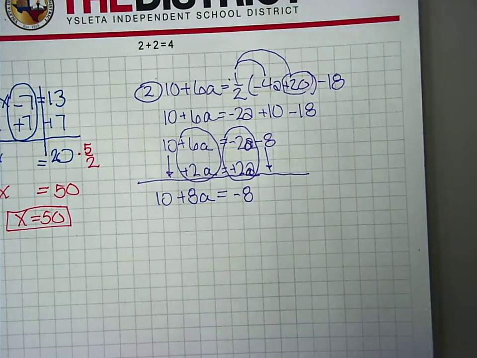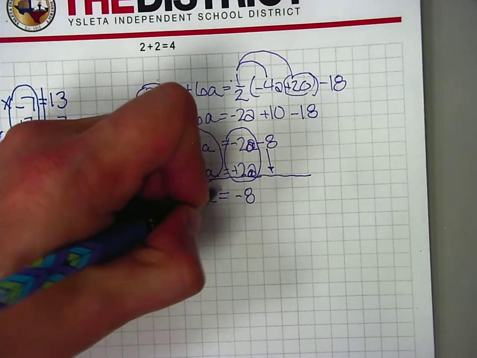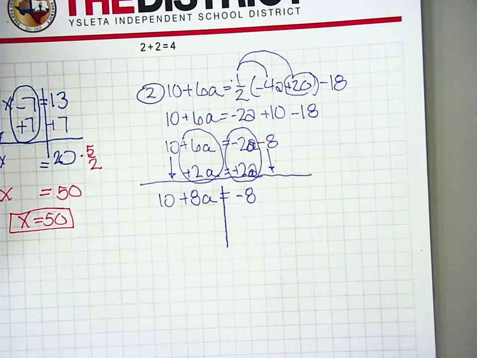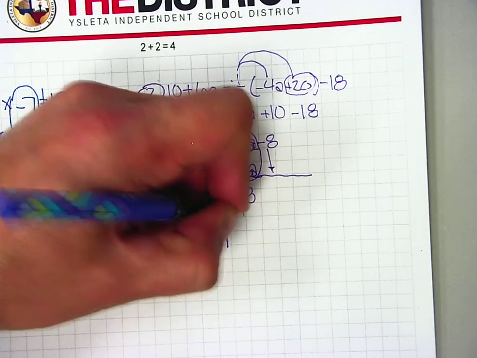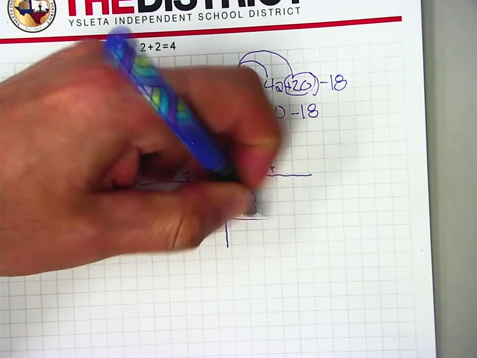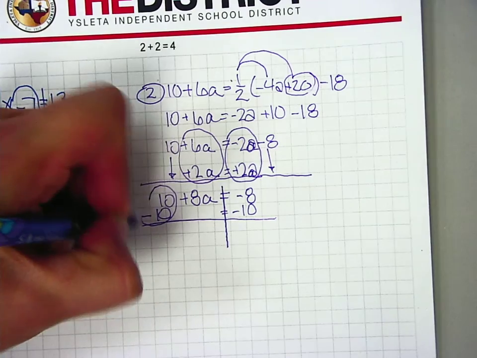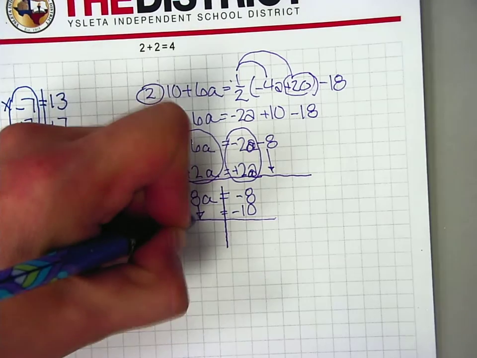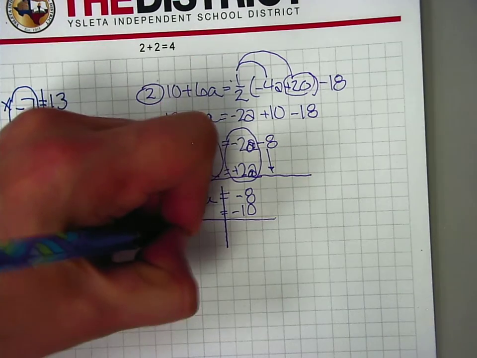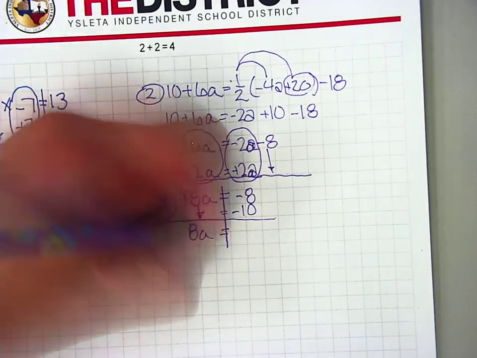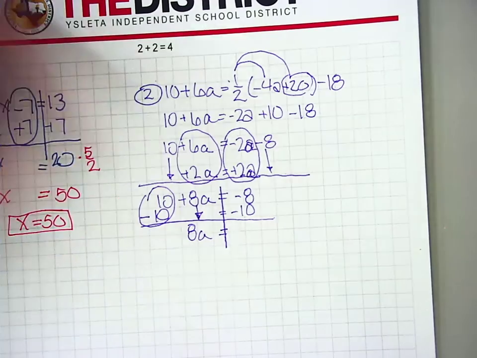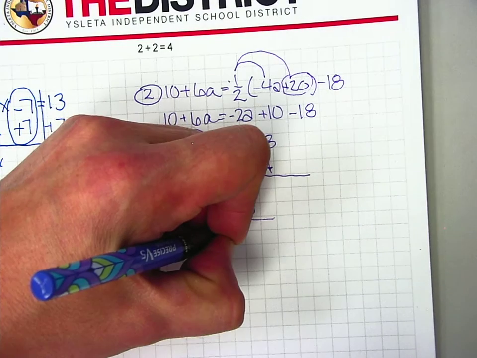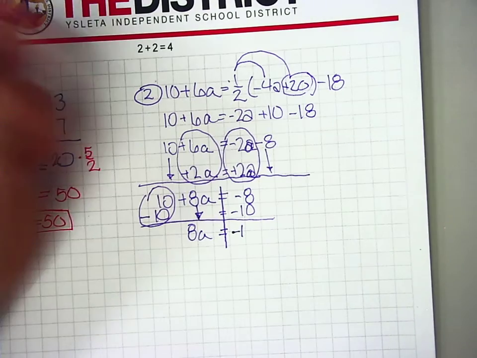Okay, so now it's basically just a two-step equation. So I'll solve it just the way I would. I would first get rid of this positive 10 by subtracting 10 from both sides. When I do that, the effect is positive 10 minus 10 is 0. This positive 8a falls down. Equal sign comes down. I have a little bit of math to do. Negative 8 minus 10 more. That's going to go ahead and give me a negative 18.